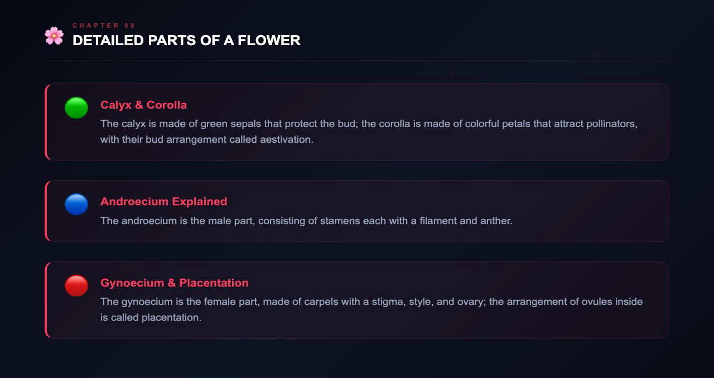The male part of the flower is the androecium, consisting of stamens with filaments and anthers. The female part is the gynoecium, made up of one or more carpels. Each carpel has a stigma, style, and ovary containing ovules. Carpels can be free or fused, and the arrangement of ovules is called placentation.